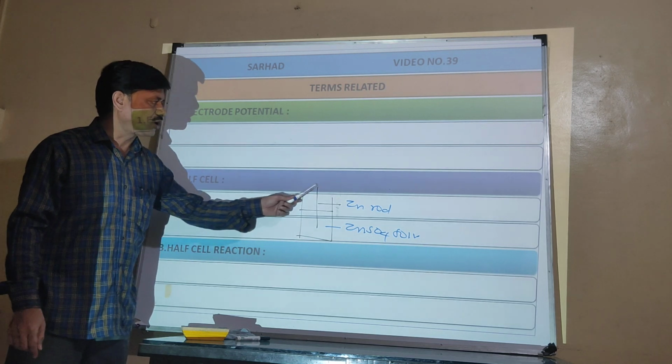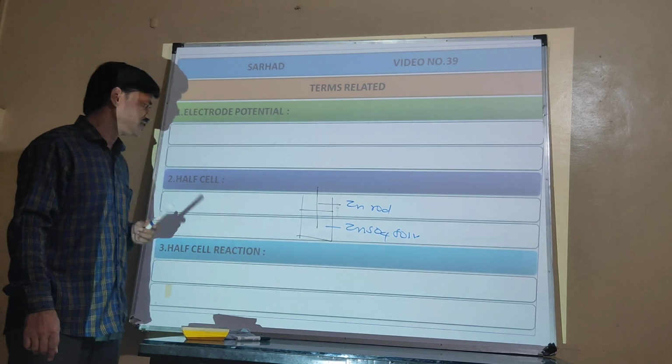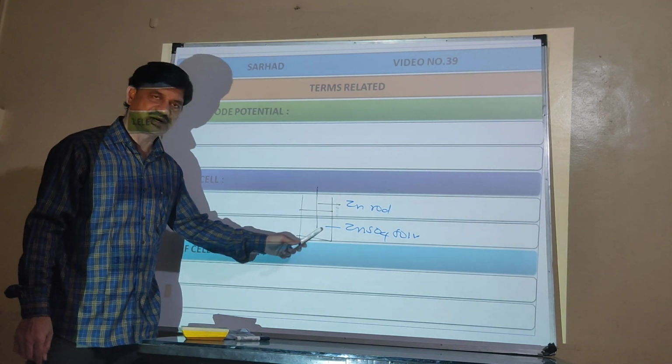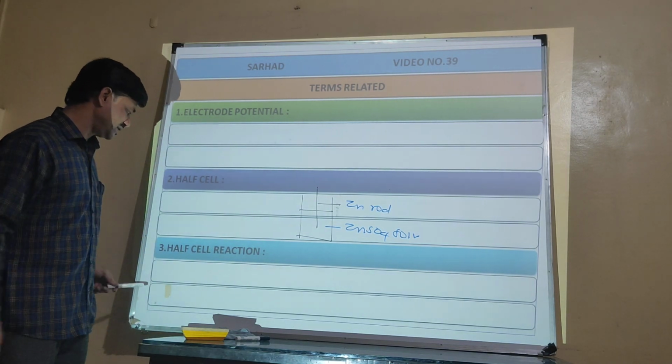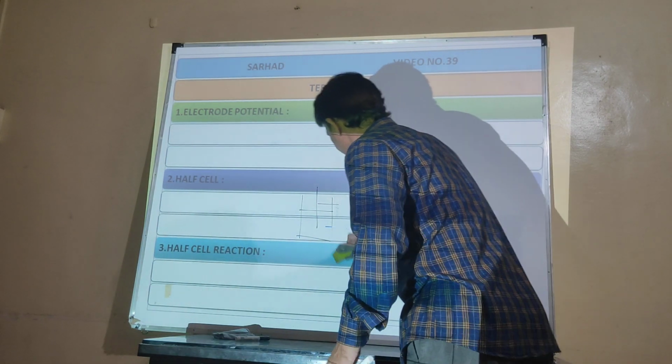Construction in which a rod or electrode is in direct contact with its ionic solution is known to be a half cell. What is the example? Zinc in direct contact with zinc sulfate indicates the zinc half cell. Similar will be the condition regarding the copper half cell.